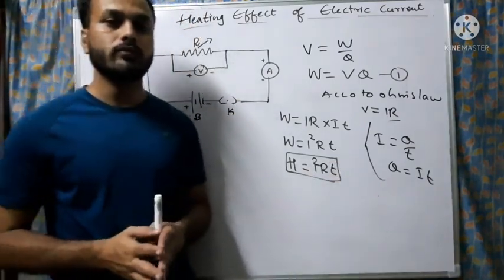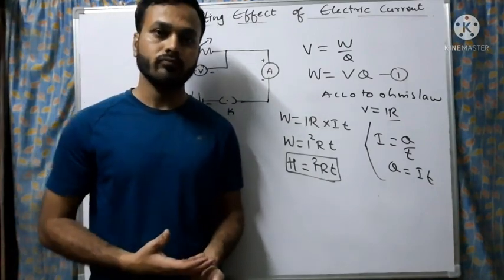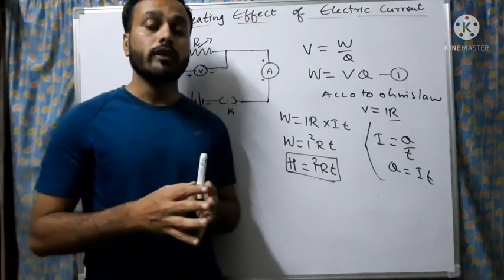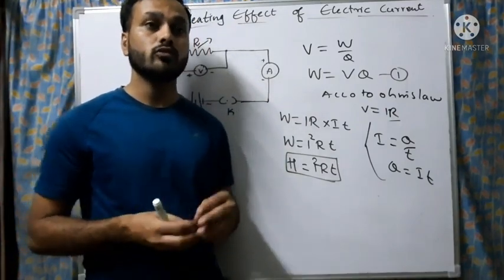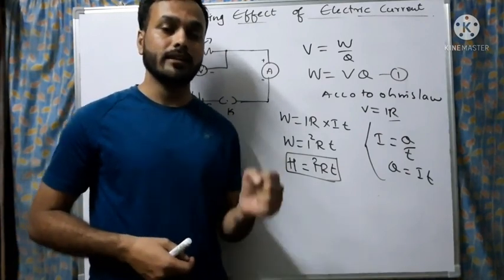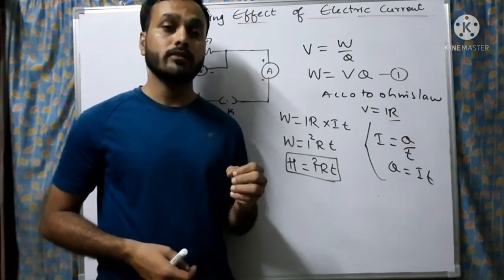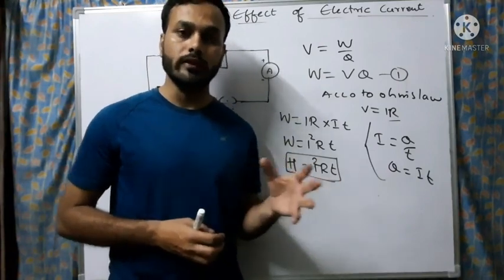Now we'll see one or two applications of Joule's law of heating in our day-to-day life. First let me tell you where it has been used. It is used in electric bulbs. It is also the principle of the electric iron, water heater and room heaters. Even the electric fuse, all these work on Joule's law of heating.